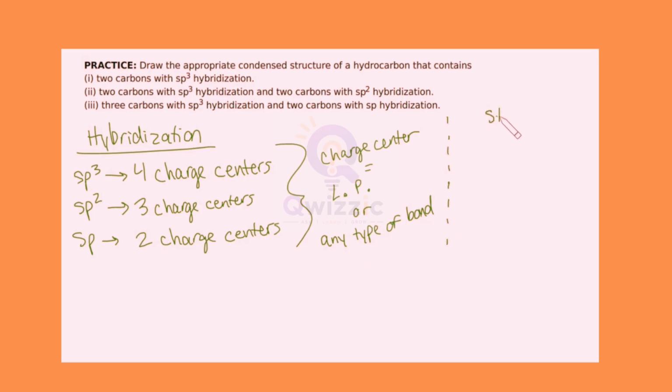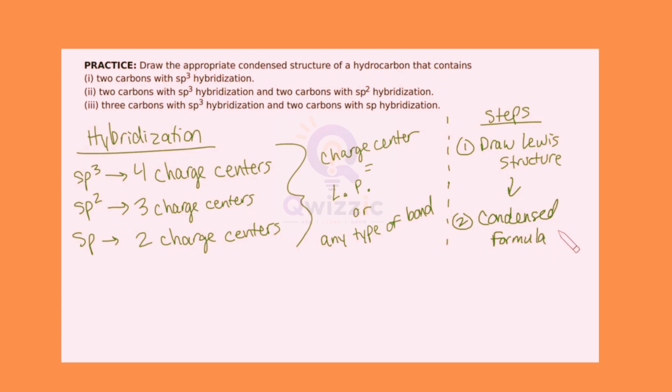So the steps for this problem, like we said, we need to know how many atoms are bonded to each type of carbon. So it's going to be easiest if we first draw the Lewis structure for each compound. And then we'll get the condensed formula from that.